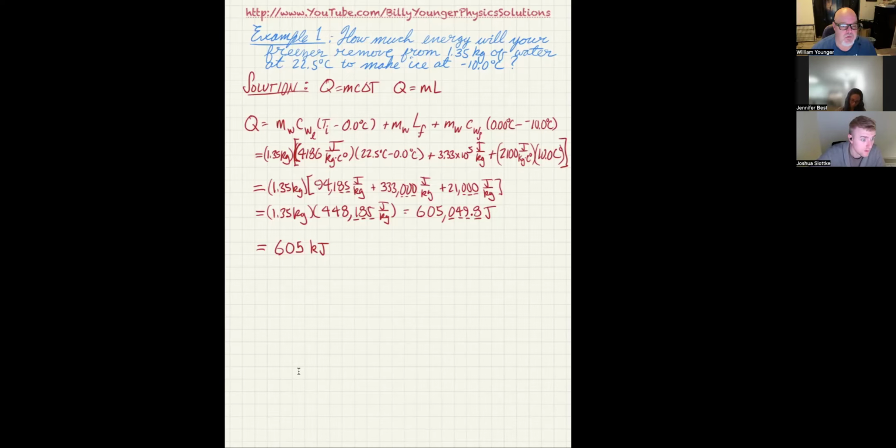And you'll notice this looks a lot like problem 19.6. In problem 19.6, we had different numbers, and they got around 660 kilojoules. So that does seem consistent with this one.